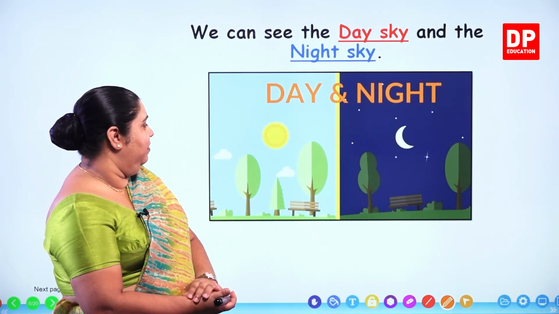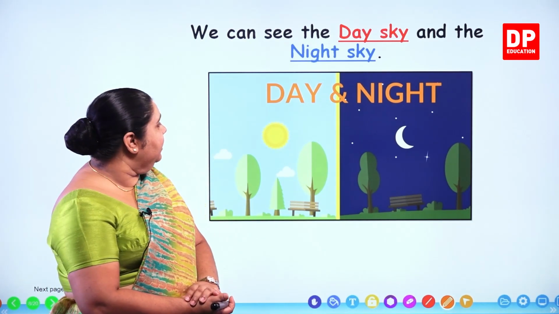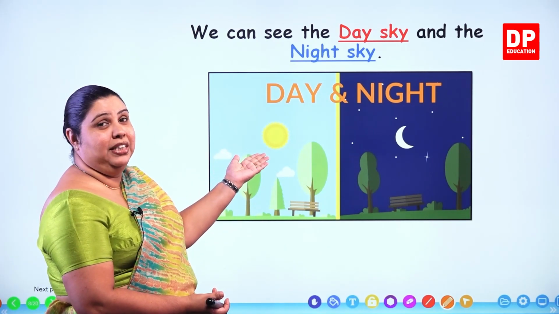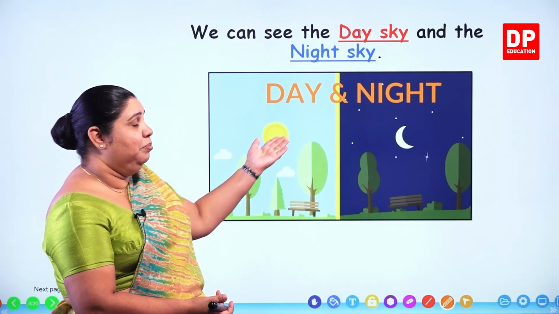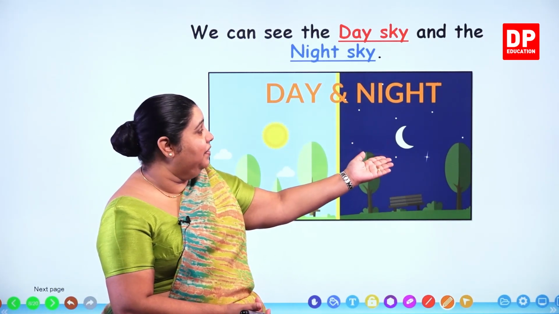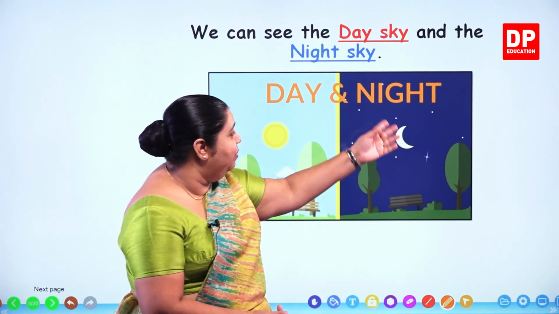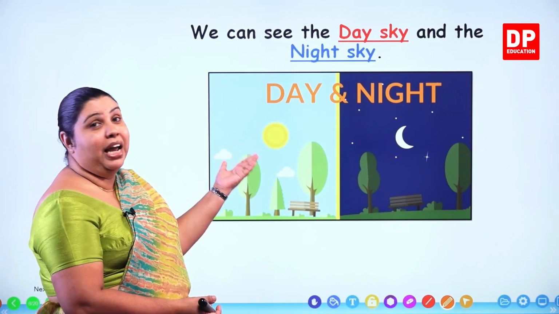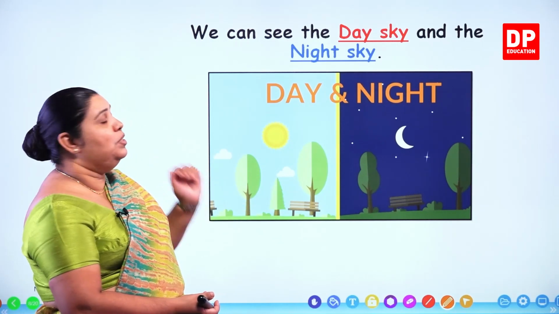What are the differences that you see? During the daytime you can see the bright sky, but not in the night. In the night we can see the moon and the beautiful stars. During daytime we can see the bright sun and the clouds moving.